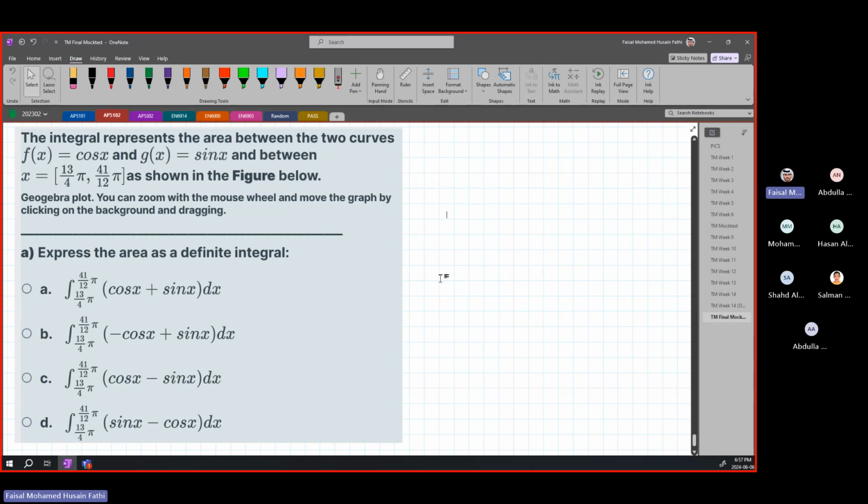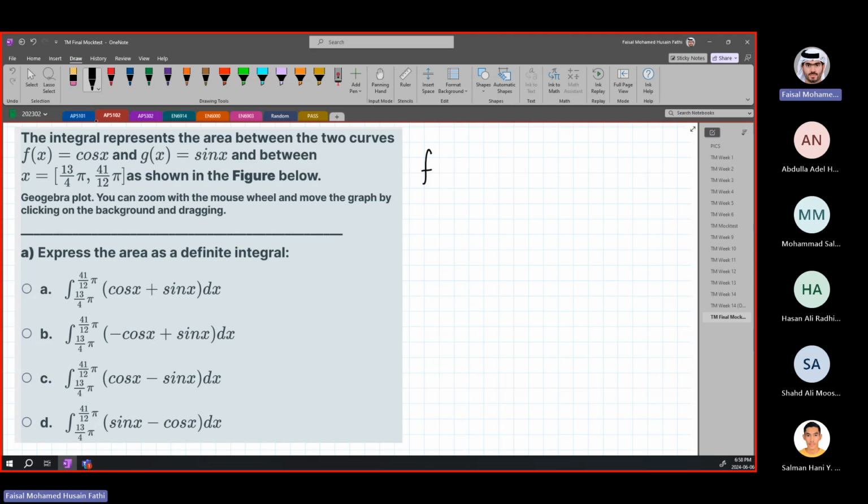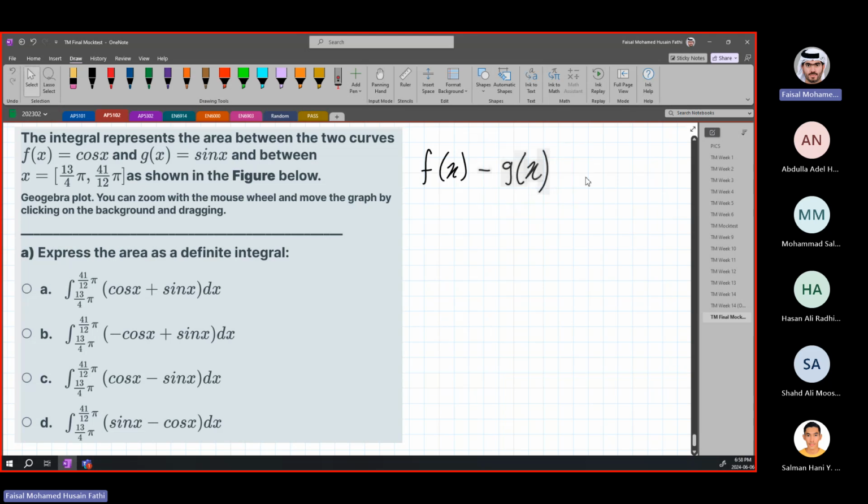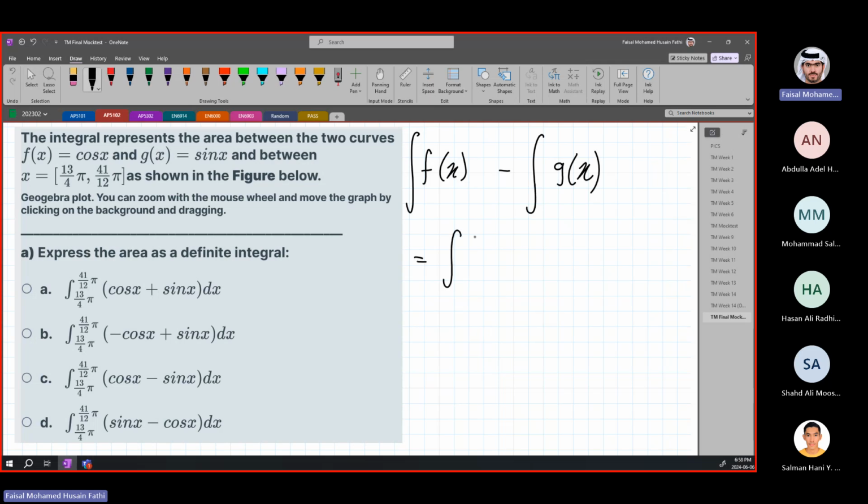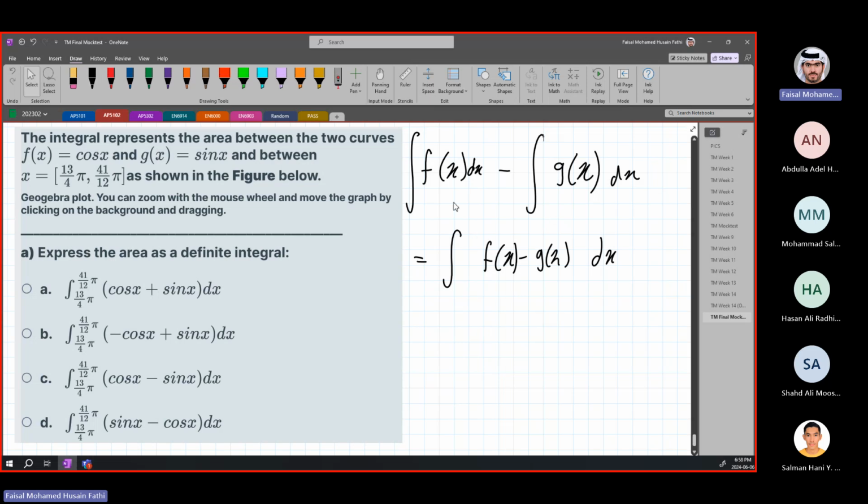So again, how do you do this? It's going to be f of x minus g of x, right? Or I should be more specific, it becomes the integration. So this is going to be the integration of f of x minus the integration of g of x. This is the same as saying the integration of f of x minus g of x, all right? Meaning you can group them directly with each other if you want. You can add and subtract integrals together as long as you have the same range. And in this case, we have the same range.